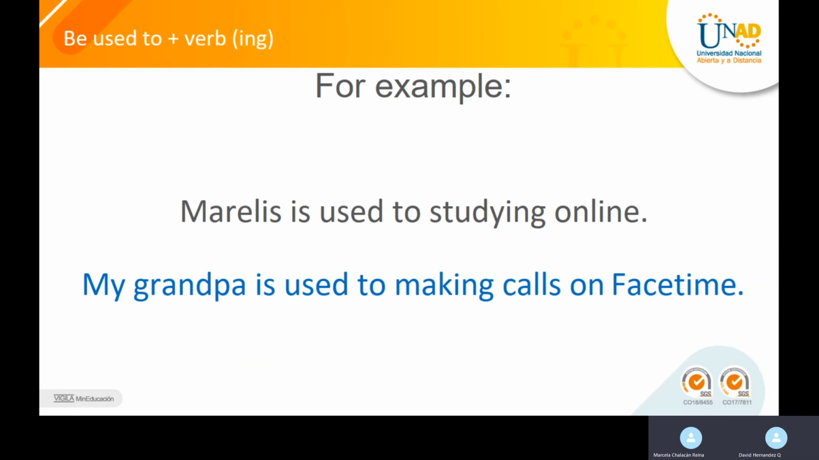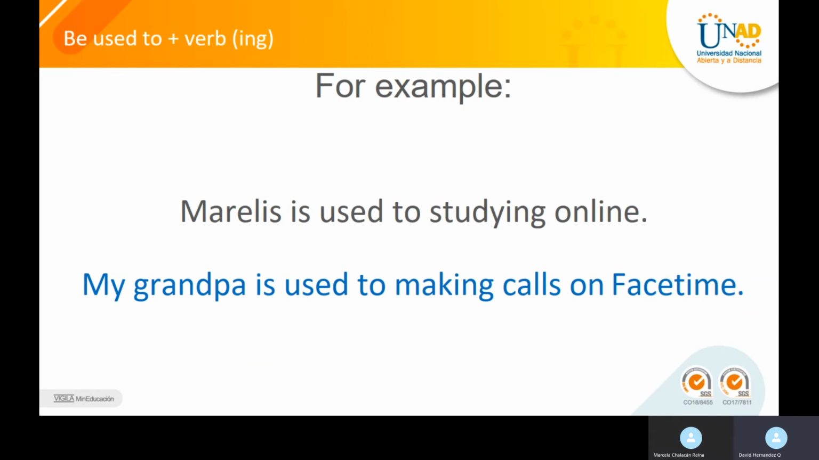Teacher, but that is in the present. Yes. Well, in this case the used is in the past. This form, be used to and get used to, can be used in the present, in the past, or in the future. But we are going to see more of those examples a little bit later. For example, instead of "Marelis is used to studying online," we can say "Marelis was used to studying online." It expresses that she was accustomed, that it was a routine for her to study online. So we can also say it in the past.